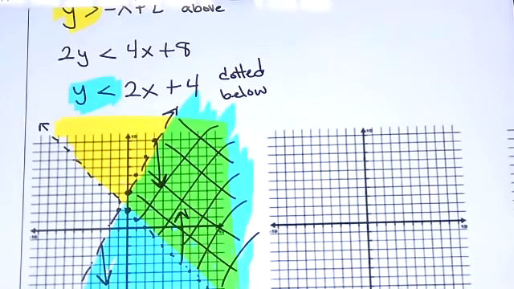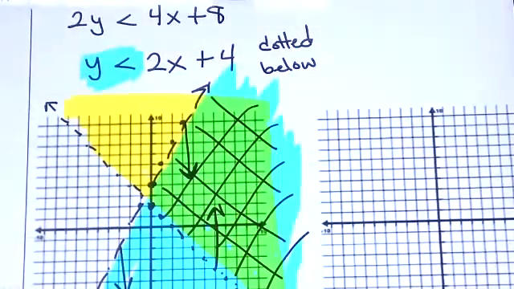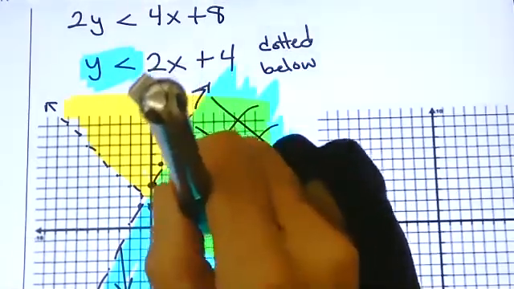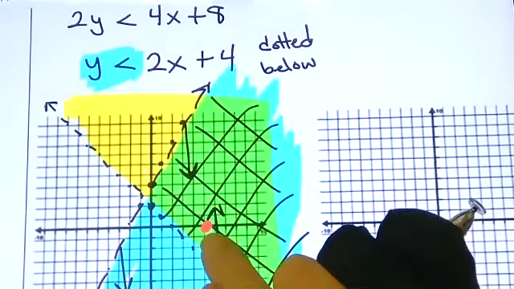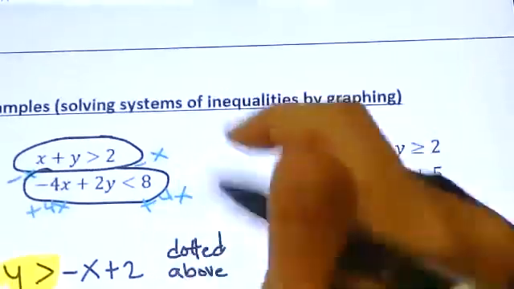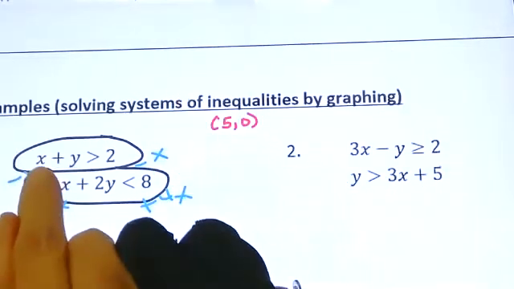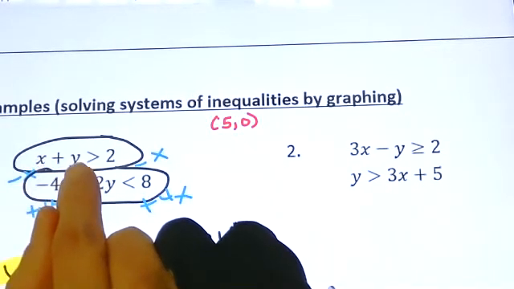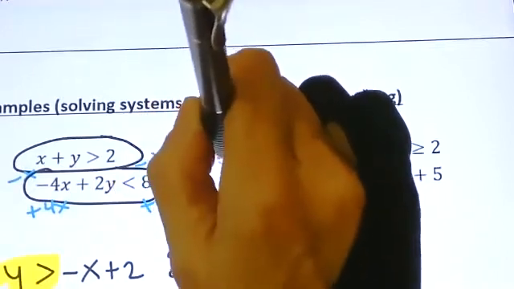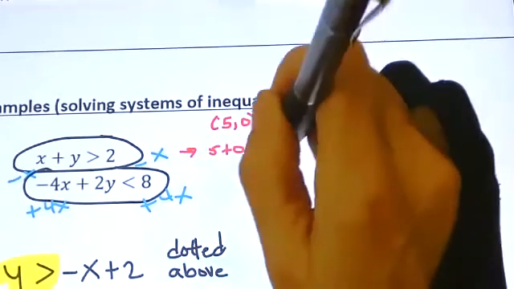Okay, if I want to check that I did the shading correctly, I'm going to pick a point in this overlapping region. Let's see, 1, 2, 3, 4, 5. Let's pick 5, 0. Okay, so 5, 0 is right there. It's in my overlapping shaded region. So let's figure out what happens with 5, 0. I'm just going to check it. So 5, 0. 5 plus 0, because x plus y. So right here, I would get 5 plus 0 is greater than 2. Well, 5 plus 0 is 5. Yep, that's greater than 2.